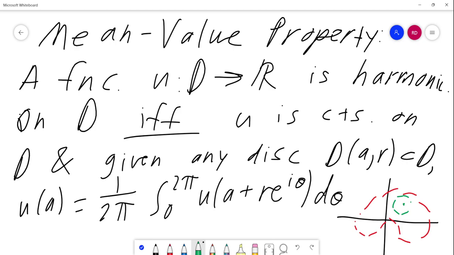And it works the other way too. If we can show that any disk, or really just a sufficiently small disk, it doesn't have to be for every one, there's some disk small enough that a smaller disk will work. If we can show it meets this mean value property, then it's harmonic. It works both ways, if and only if. So let's show a few examples of what this is useful for. I'm going to clear this part. Here we go.